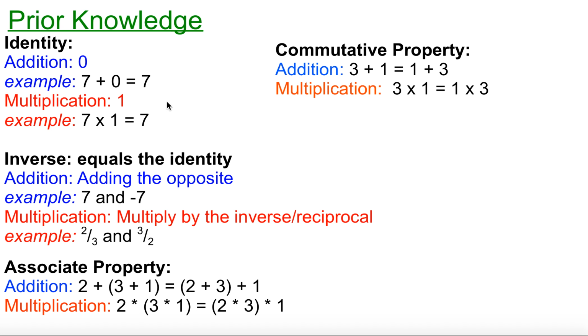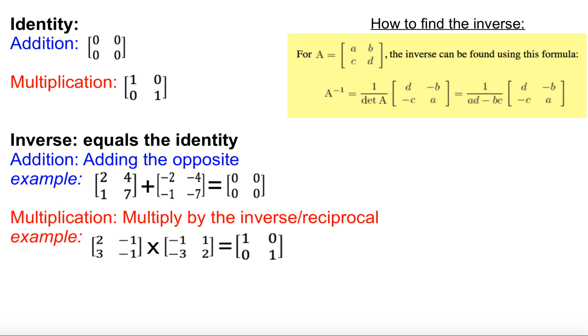Alright, so with this lesson, we're going to be talking about matrices, but before we talk about anything, we'd review our prior knowledge with our students, just remembering that they knew the identity, the inverse, the associative property, and the commutative property. Once we're done talking about that, we'd walk right into matrices and take all of those properties we just discussed and now talk about them in terms of matrices.